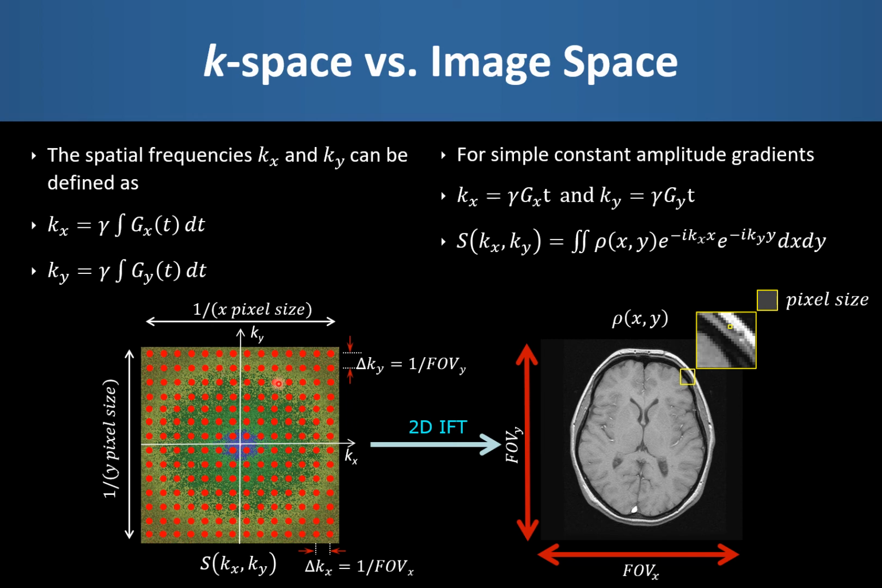Similarly, if we want to make the pixel size smaller to improve our spatial resolution, then we need to increase the extent of K-space for the same number of samples. This will increase the K-space sampling interval, and therefore the field of view will decrease.